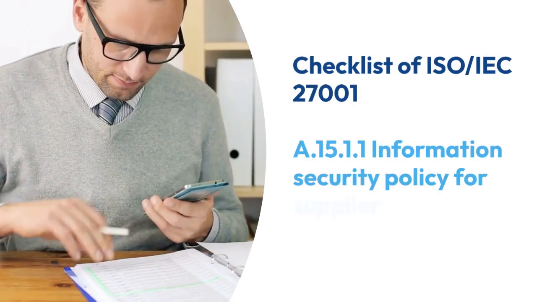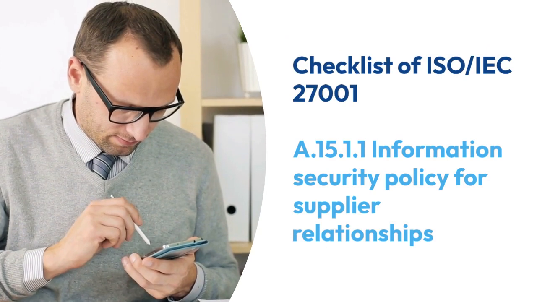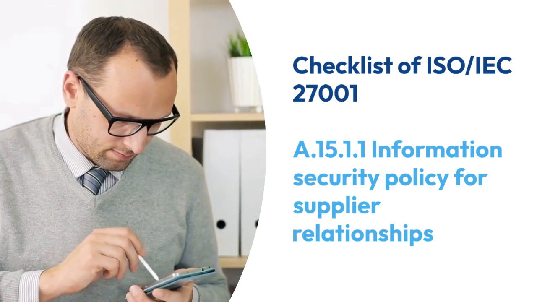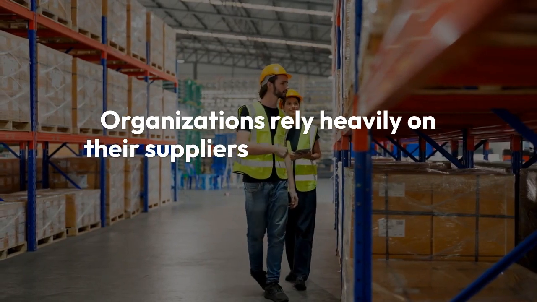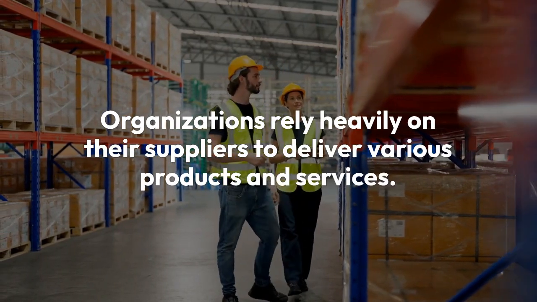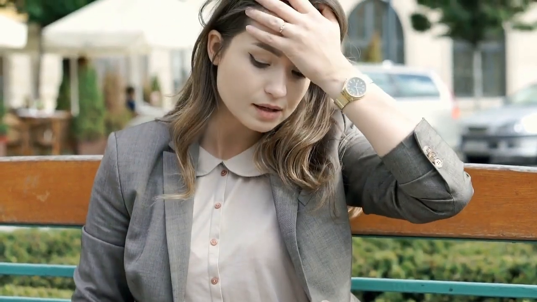Checklist of ISO IEC 27001 A.15.1.1 Information Security Policy for Supplier Relationships. Organizations rely heavily on their suppliers to deliver various products and services. However, this dependence on suppliers brings with it significant information risks and security concerns.